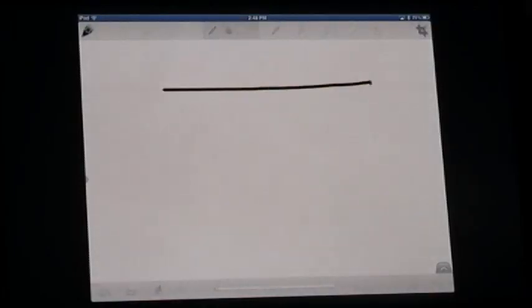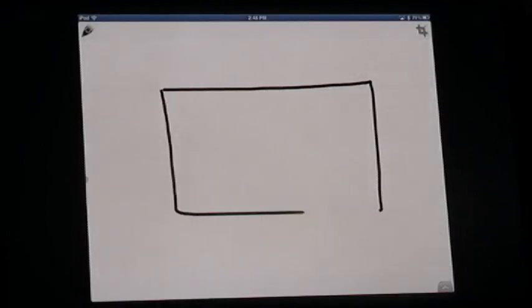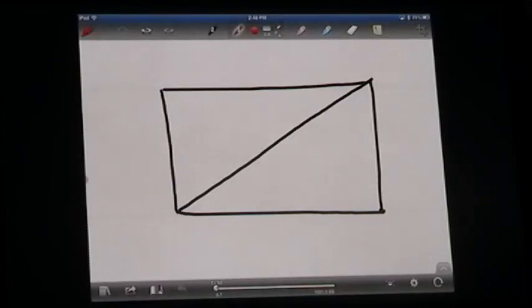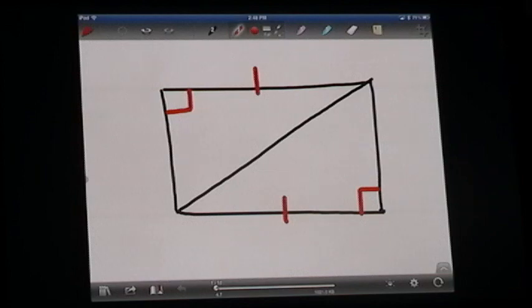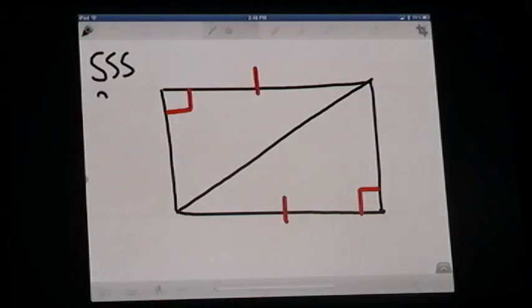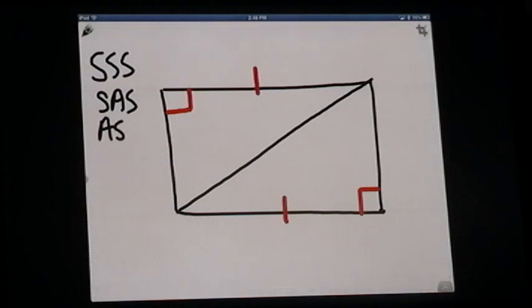Number two looks like this. And it says, which one can you use? Our choices are side, side, side, side, angle, side, angle, side, angle, angle, angle, side, or hypotenuse, leg. Well, this has a right triangle. Just because they have right angles does not mean it will necessarily be hypotenuse, leg. It could be side, angle, side, or angle, side, angle.